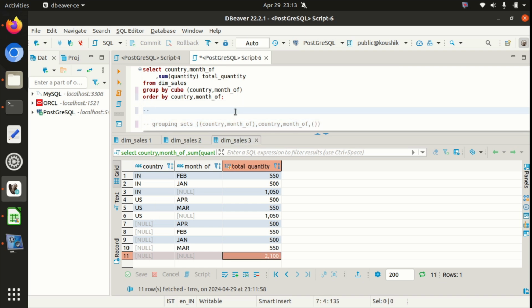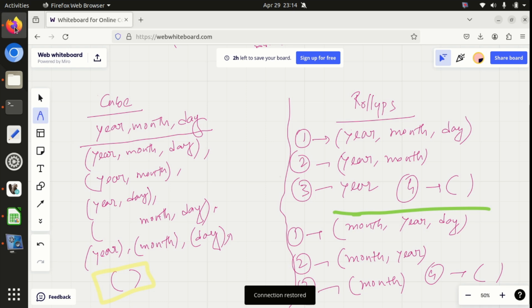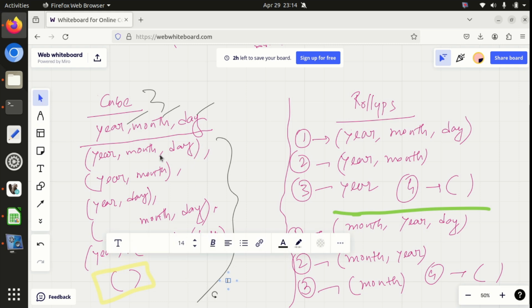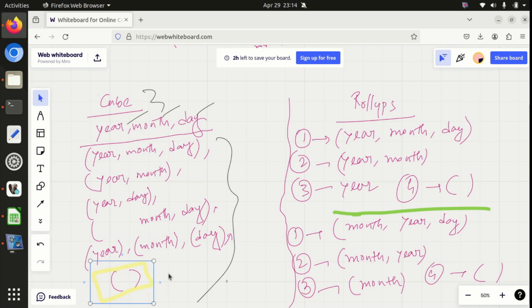Now, when it comes to rollup, there is a very slight difference between cube and rollup. So let me show it on the whiteboard. Let's say we have three columns: year, month, and day. Cube actually creates all sorts of combinations: year, month, day, then year, day, month, and so on. And obviously this last one is nothing but the null group, or the subtotal.